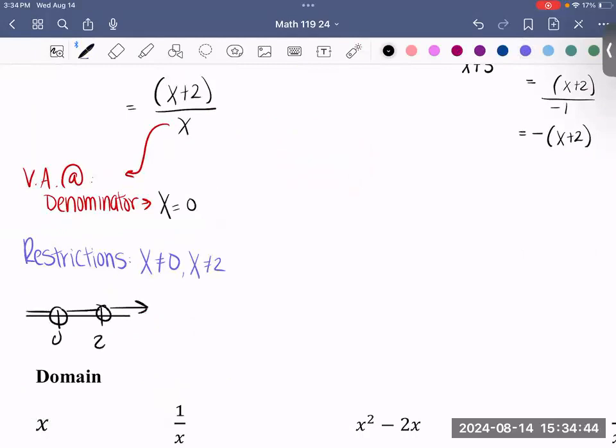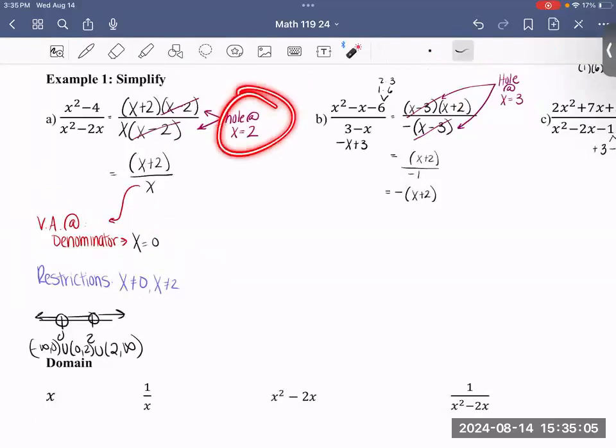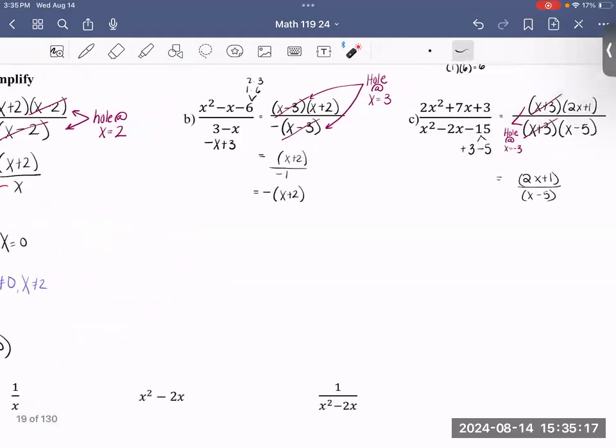So what does your domain look like? Well, your domain, we're going to be going from negative infinity to 0, union, 0 to 2, union, 2 to infinity. So looking at your domain, we're looking at any holes you may have created, as well as anything that's left over in your denominator. Again, anything in the denominator, you'll be having a vertical asymptote. So let's try it again on your next one.